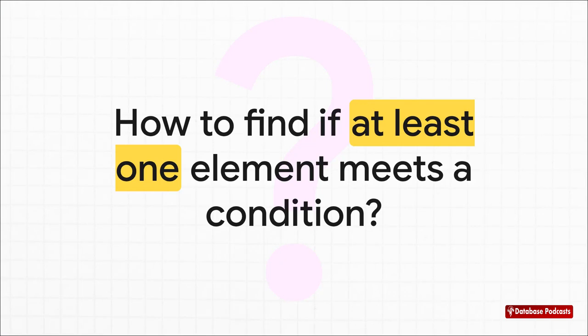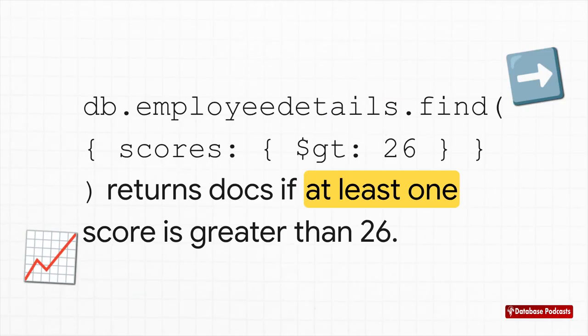So picture this, you've got an array of test scores for every employee. How would you go about finding all the employees who scored above a certain number on at least one of their tests? This is where an operator like $gt, which just means greater than, comes into play. When you use it on an array field like this, MongoDB goes through every single element. If it finds just one score in that array that's greater than 26, boom, you get the whole document back.